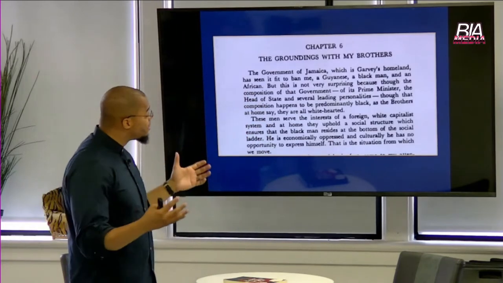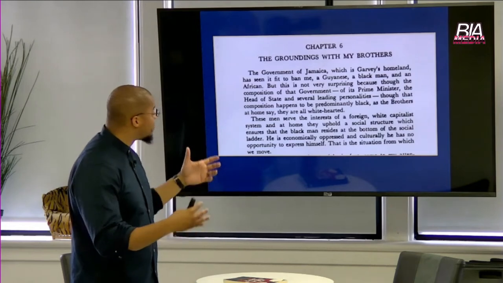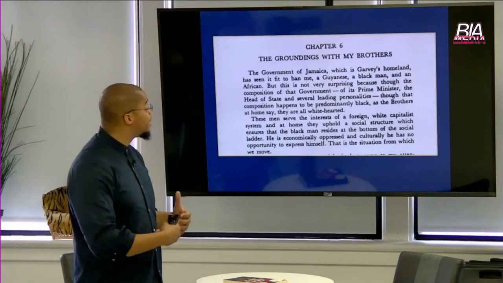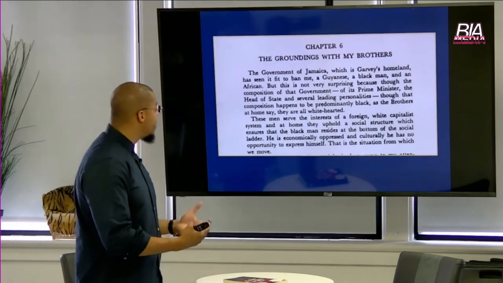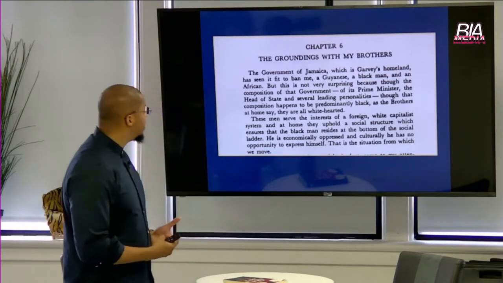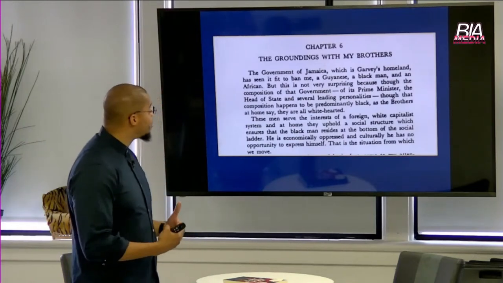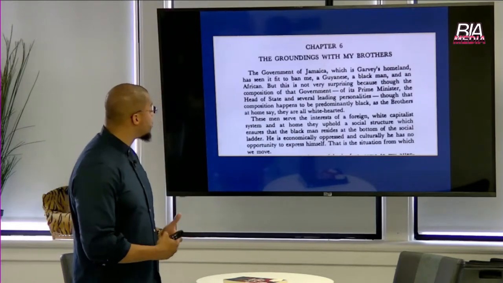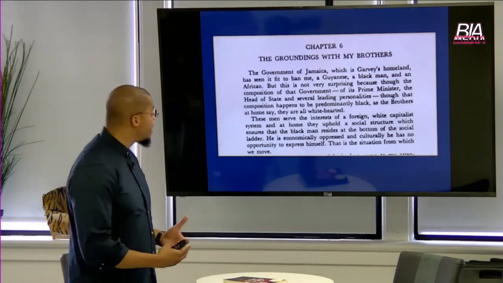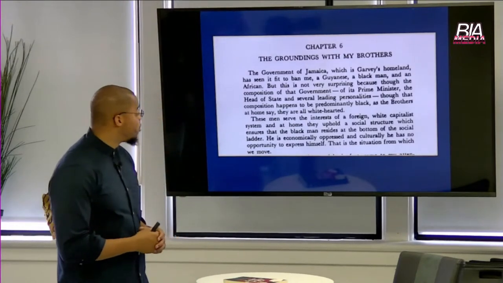"But this is not very surprising, because though the composition of that government, its prime minister, the head of state, several leading personalities, though that composition happens to be predominantly black, as the brothers at home say, they are white-hearted. These men serve the interests of a foreign white capitalist system, and at home they uphold a social structure which ensures that the black man resides at the bottom of the social ladder. He's economically oppressed, and culturally he has no opportunity to express himself. That is a situation from which we move."